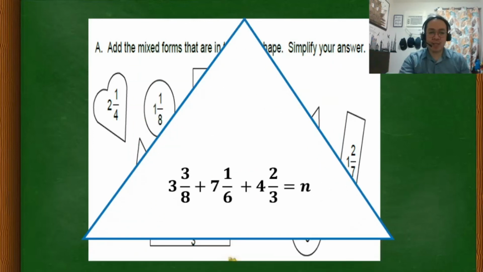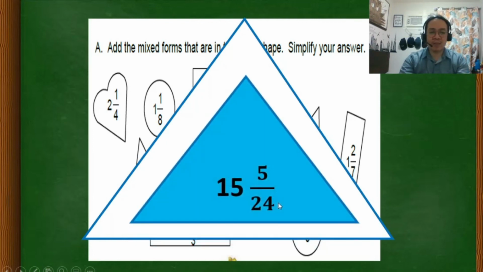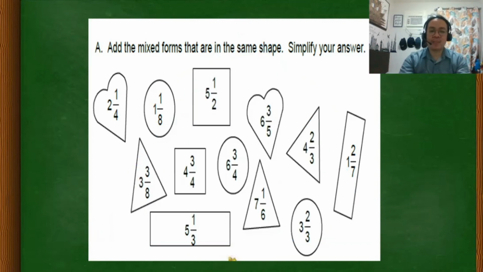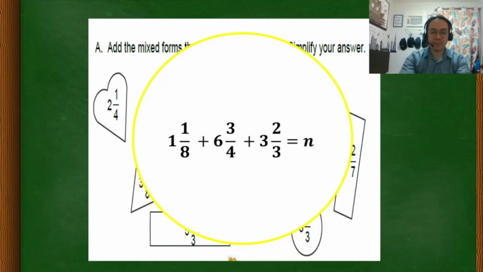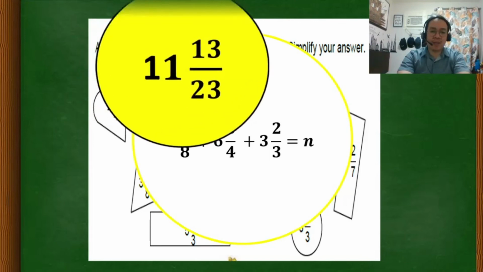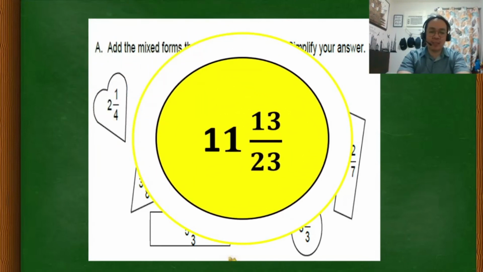Next one is triangle. 3 and 3/8 plus 7 and 1/6 plus 4 and 2/3. Again, how do we solve this one? Add nyo muna lahat ng whole number and then try to get the LCD of 8, 6, and 3. The answer is 15 and 5/24. Congratulations! Next shape is circle. 1 and 1/8 plus 6 and 3/4 plus 3 and 2/3. Okay, if your answer is 11 and 13/24.